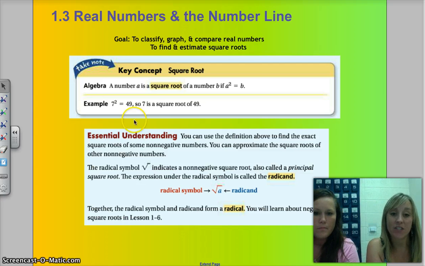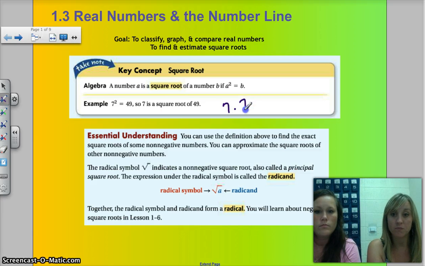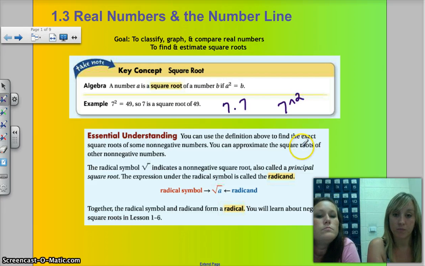So we have 7 squared equals 49. What 7 squared means, we learned yesterday, that's 7 caret 2 if you put that in your calculator. So 7 times 7 is 49. Perfect. So we are talking about the square root.